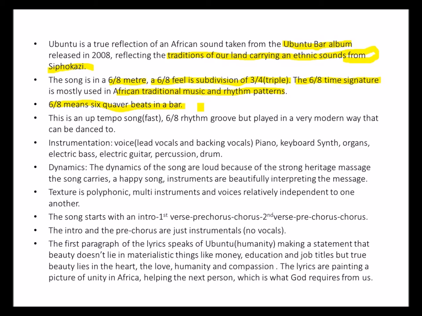This is an up tempo song, which is fast, a 6/8 rhythm groove, but played in a modern way that can be danced to. Instruments: we've got the voice, leading vocals and backing vocals. We have the piano, the keyboard or the synth sound, organs, electric bass guitar, percussion and drums. Dynamics of the song are loud.